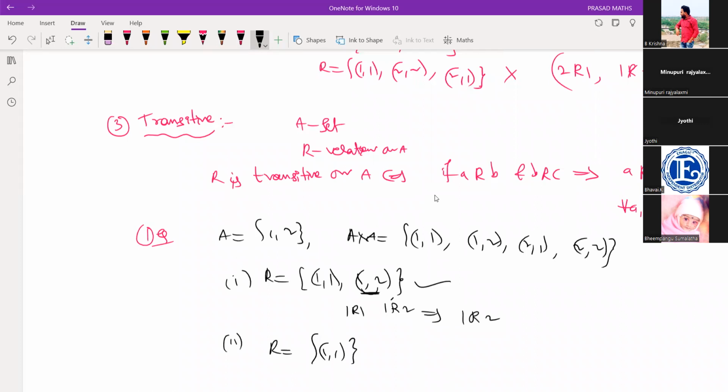Suppose R is equal to 1, 1. Is it transitive? Yes, sir.